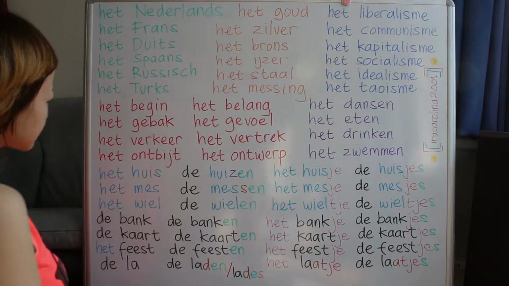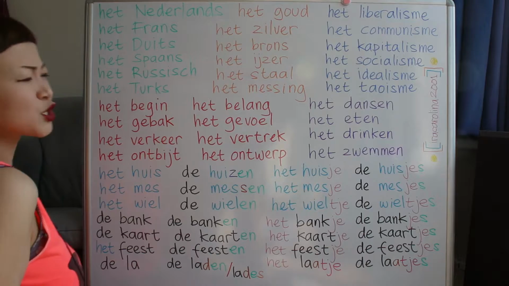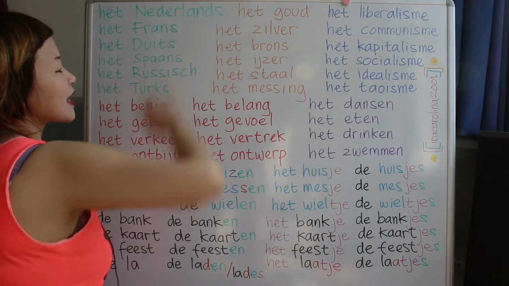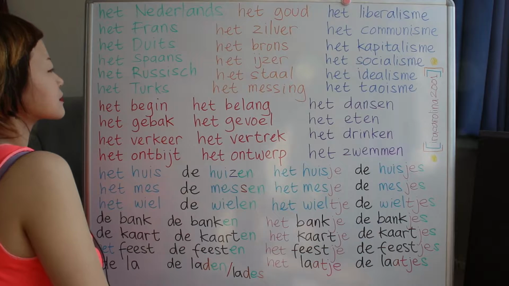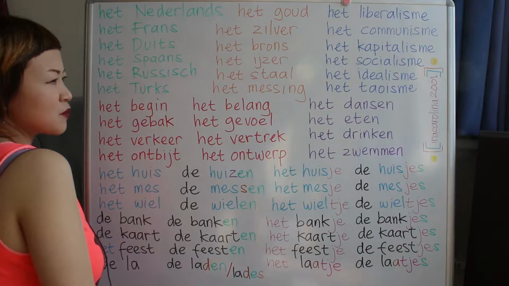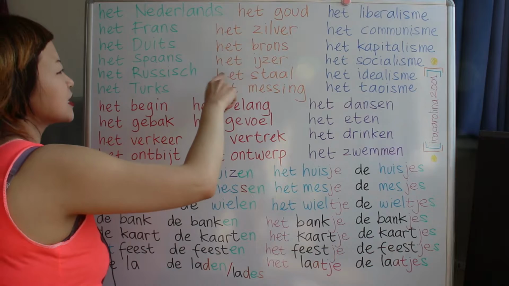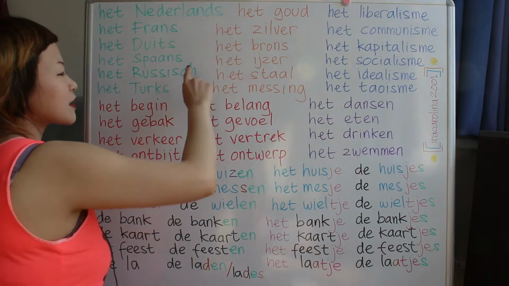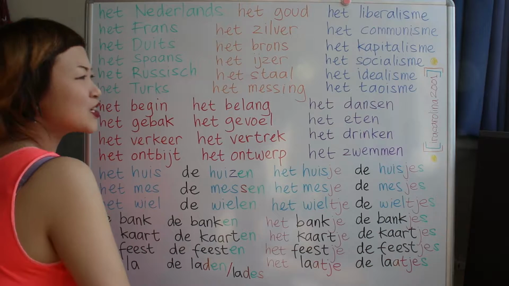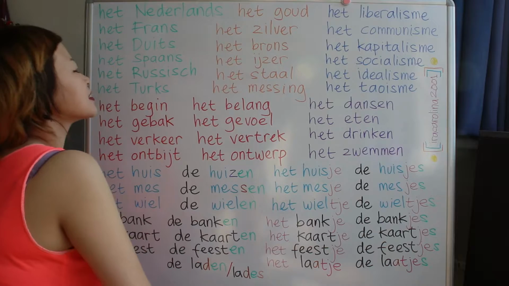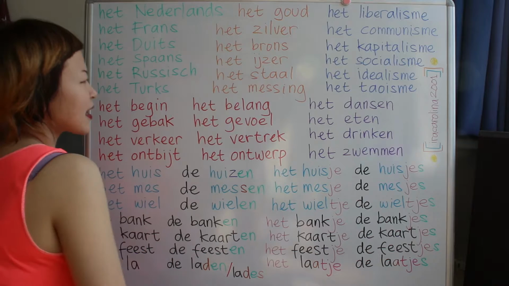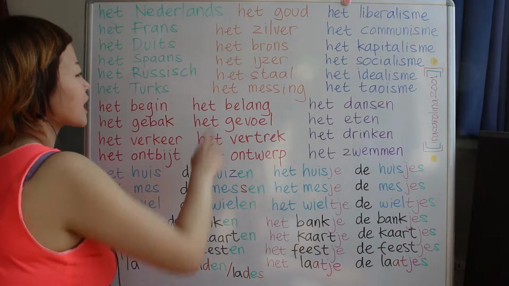Het is also used for metals. Het goud, the gold. Het zilver, the silver. Het brons, the bronze. Het ijzer, the iron. I wanted to say het ijzer and then the iron, but it got mixed up. Sorry, I will repeat. Het ijzer, the iron. Het staal, the steel. Het messing, the brass.